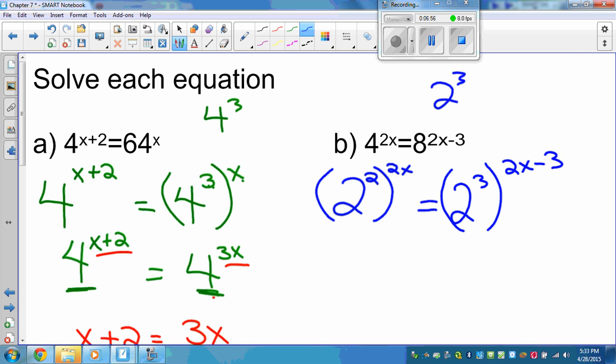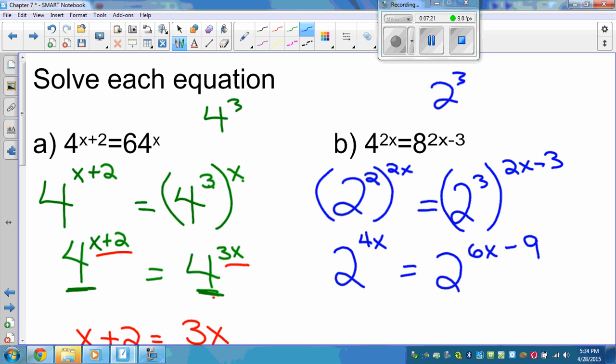Okay, now I am going to use my exponent laws. Here we have a power raised to a power, so we multiply. So 2 to the 4x is equal to 2 to the... we're going to have to distribute. 2x times 3 is 6x. Negative 3 times 3 is a minus 9.